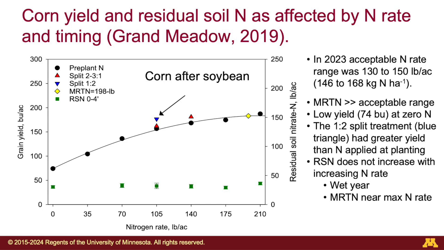And we also had 2 split applied treatments, the red triangles and the blue triangle. And at this site, those split applied treatments produced greater yields than pre-plant at those N rates, and it actually looked like that blue treatment produced a very similar yield with much less nitrogen, and that's what we want to get at in the later part of this talk.